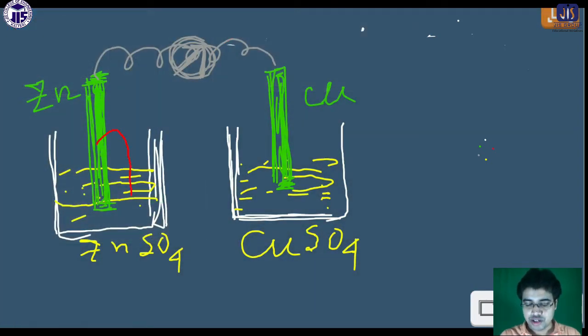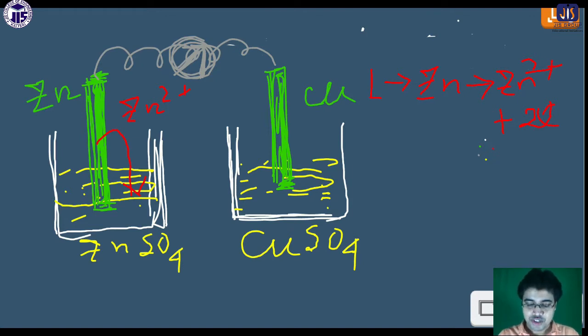So what happened now? Zinc comes to the solution as Zn2+. That means what will be the reaction? In the left hand side, the reaction will be zinc converted to zinc 2+ plus 2e-. It is the reaction. Okay, so in the left hand side zinc comes to the solution as Zn2+ by losing 2 electrons.